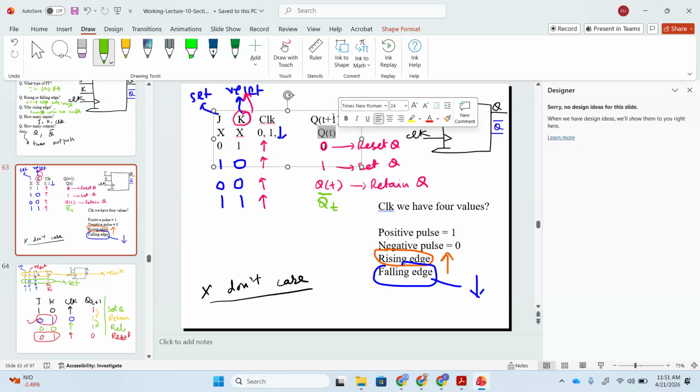Yeah, I got it. You got it? So basically, whenever you have to look at the rising edge. If the clock is zero, or the clock is one, or the clock is down, you ignore. You got it or not?